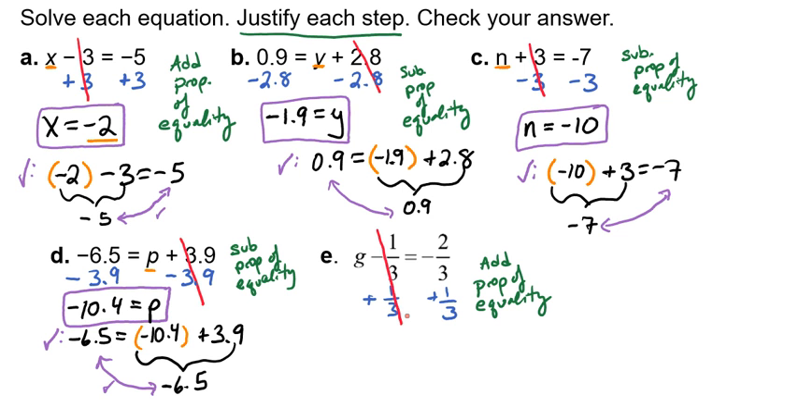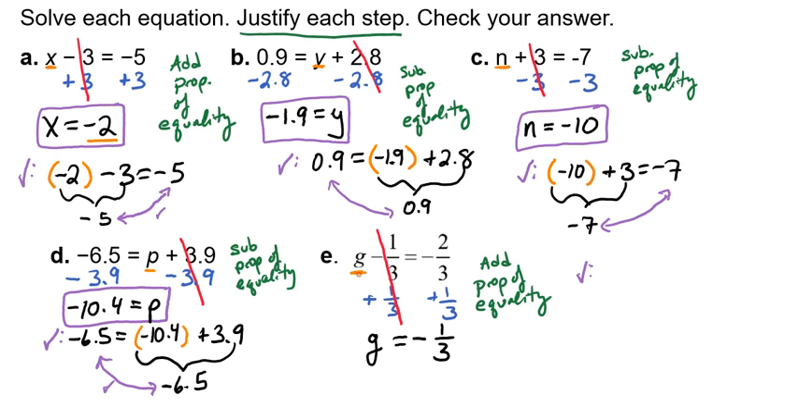So the rule of inverses means our 1/3s cancel out, and we're left with g equals, now if we have a negative 2/3 and we add a positive 1/3 to that, that's going to leave us with a negative 1/3. And so now we just want to go ahead and check our answer. We'll check it over here. There's a little bit more room.